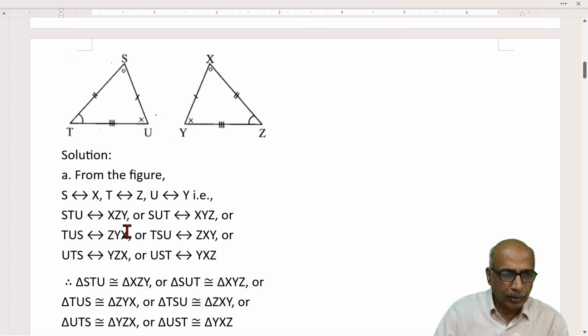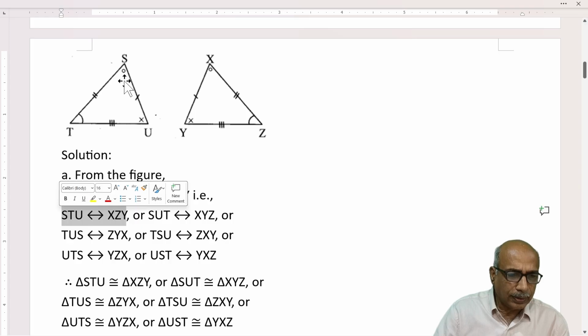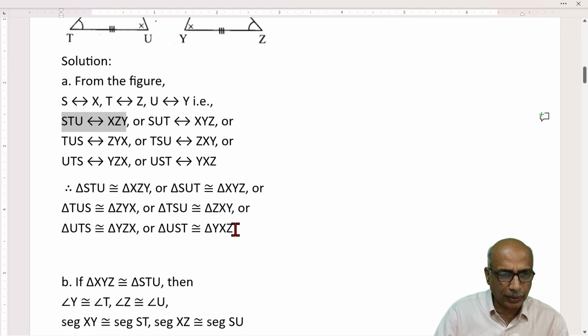So like that we can write, and in the sequence we can write S, T, U corresponds to X, Z, Y. Now I am showing you first only here S, T, U, circle, arc, X. So X, Z, Y, circle, arc, X. Like this you can find it is 6 types there. You can verify the other.